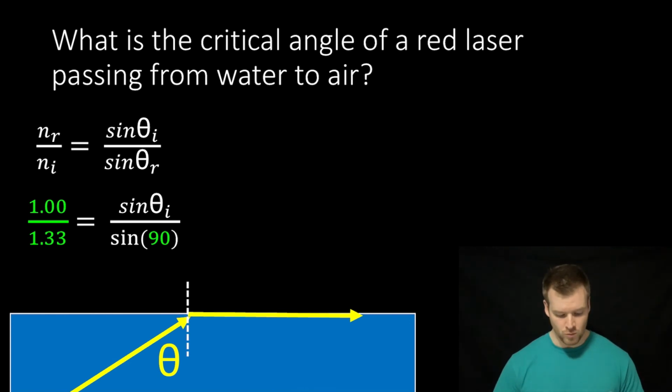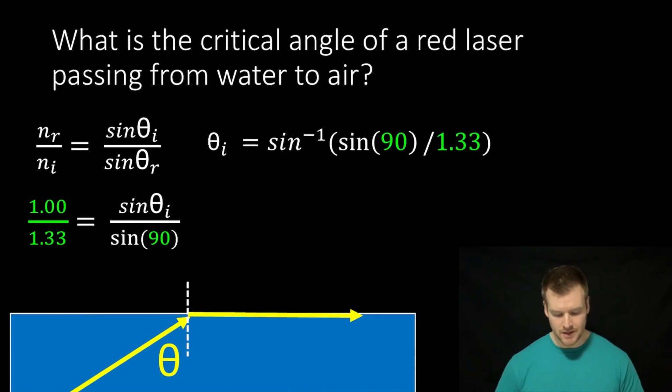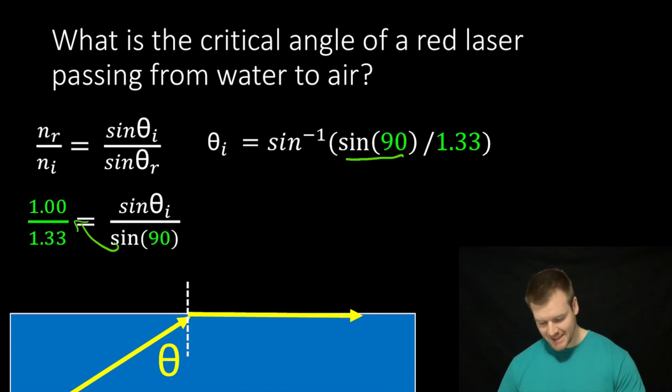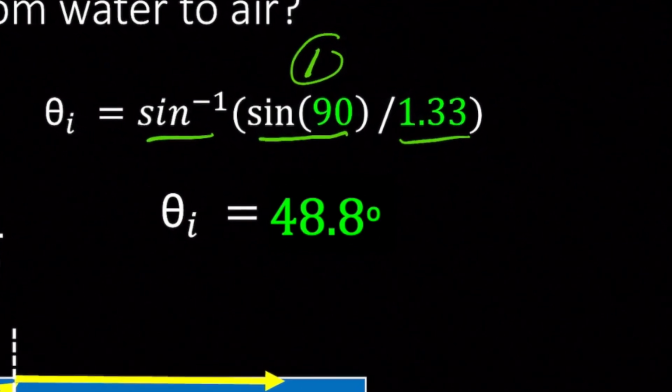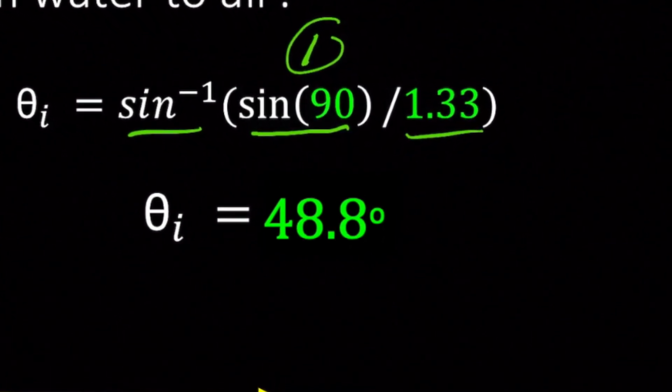So now I'm just going to rearrange for my incidence angle or my critical angle like this. And I've just taken sine 90 times 1, which is sine 90, and then that's divided by the 1.33, and then inverse sine to get rid of that sine right there. When I plug that into the calculator, again, sine 90 turns to 1, so this is inverse sine of 1 over 1.33, and I'm getting a number of 48.8 degrees.